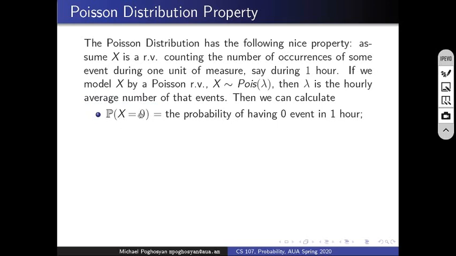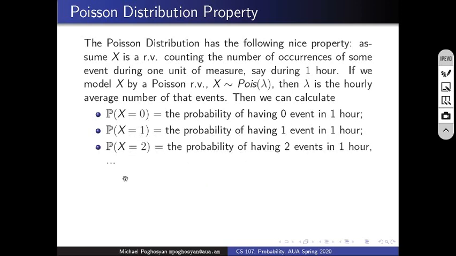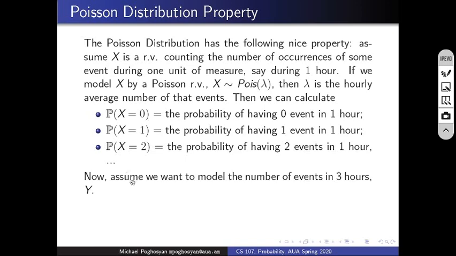Then we can calculate the probability that we will have 0 events, so no event at all in 1 hour. The probability that X is equal to 1 gives the probability of having exactly 1 event in 1 hour. X equal to 2 is the probability of exactly 2 events in 1 hour, etc. Now assume we want to model the number of these same events, but in 3 hours. This model gives the probabilities for the number of events in 1 hour only.